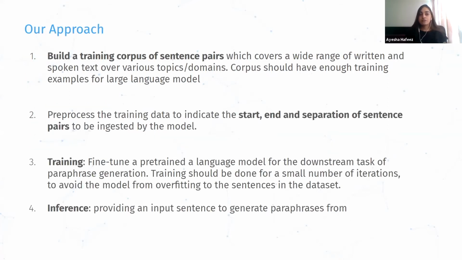So our approach here was to build a training corpus of sentence pairs, which involved a wide variety of written and spoken texts from various domains. It is important that your corpus for fine-tuning is large enough so your language model does not overfit to these sentences. And then you would pre-process the training data to indicate special tokens for the start and separation of these sentence pairs for it to be ingested by a model like GPT-2.